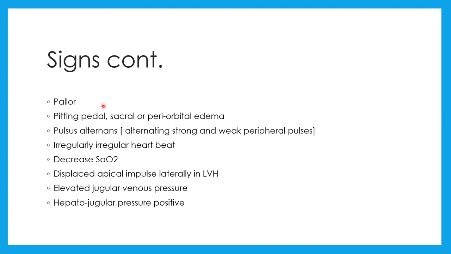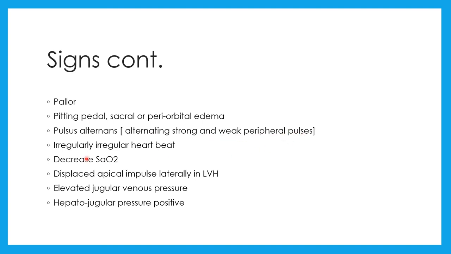Still, part of the signs could be pallor. Remember, we've talked about anemia, that anemia could be responsible, or anemia could come up in the course of presentation and treatment when the heart failure is already long-standing. Edema, pitting, pretibial, sacral, or periorbital edema, the backflow, now the right heart failure, right? Pulsus alternans: this is alternating strong and weak peripheral pulses.